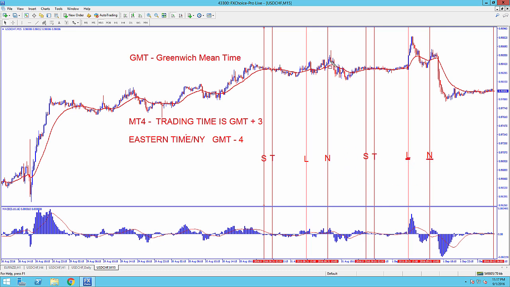The dead time is between that New York session all the way up to that London session one more time. And the trading charts of MetaTrader 4 typically are based on the broker's location, and most of the time it's GMT plus 3. New York time is GMT minus 4.